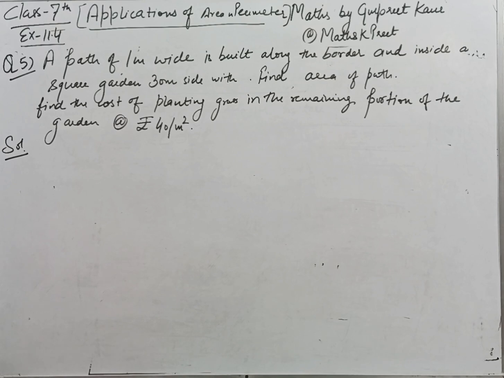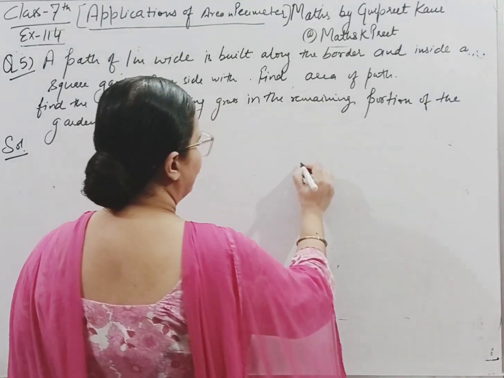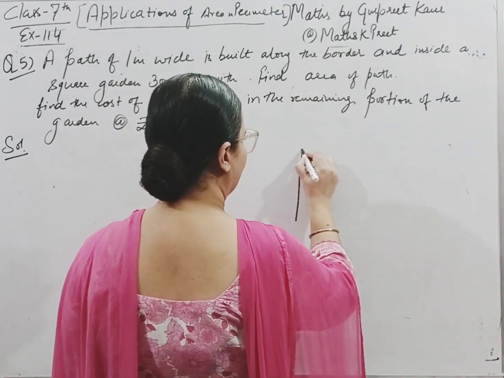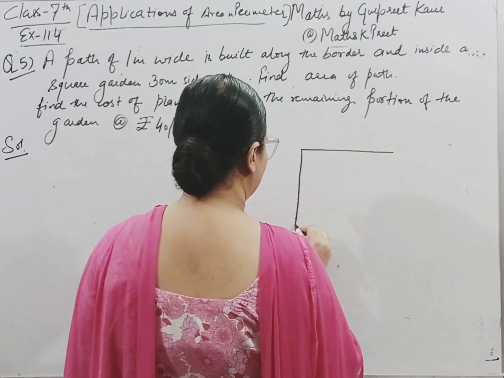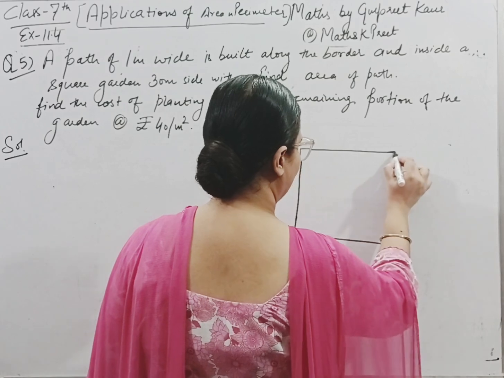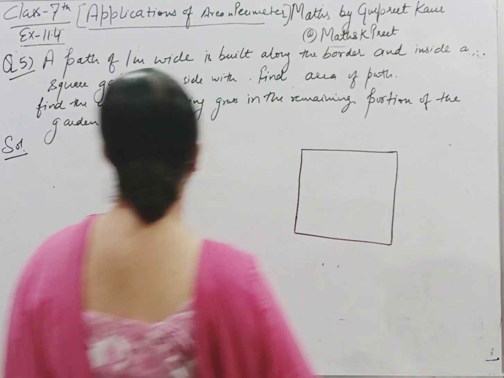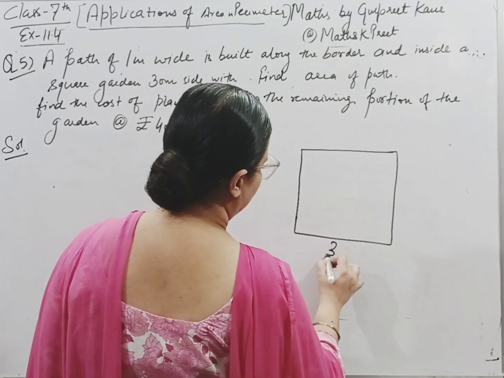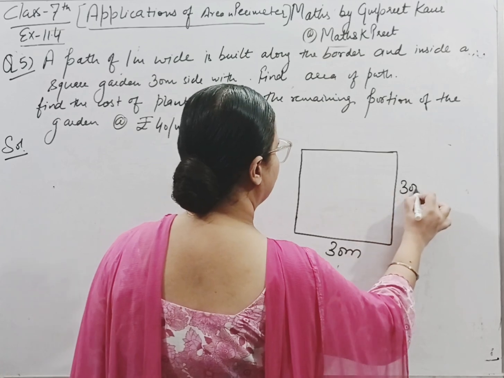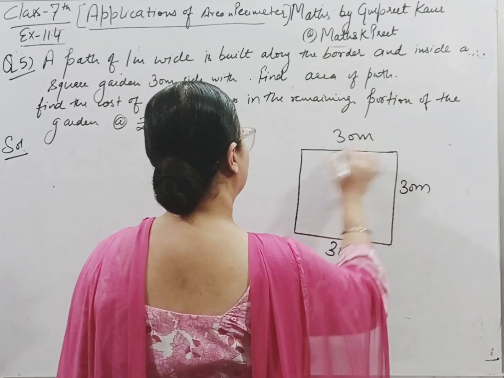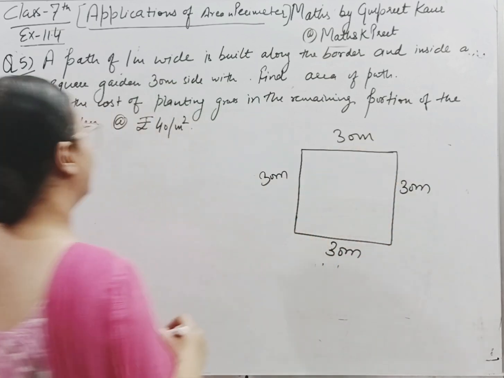A path of 1 meter wide is built along the border and inside a square garden. So what is given to us? A square garden is given to us. This we are getting from the first line. And the side is what given? 30 meter. So all the 4 sides will be of 30 meters. Why? Because the figure is just a square.